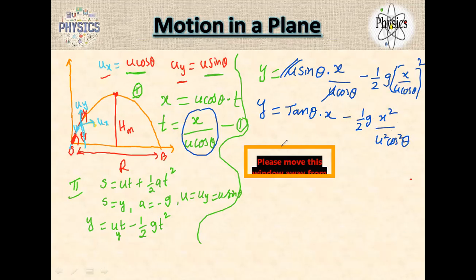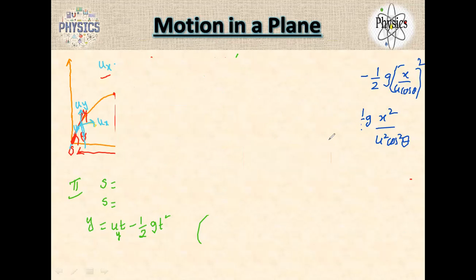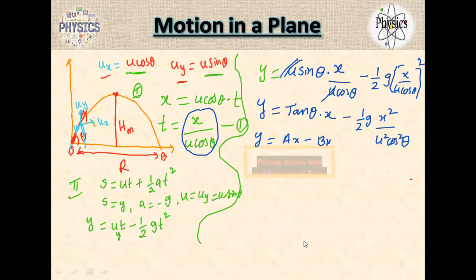So after this step, we are almost done. What I'm writing here is ax minus bx square. See here, I got it. What I got is ax minus bx square. Sir, how do you get it? This one, sir. This actually represents the parabolic path.